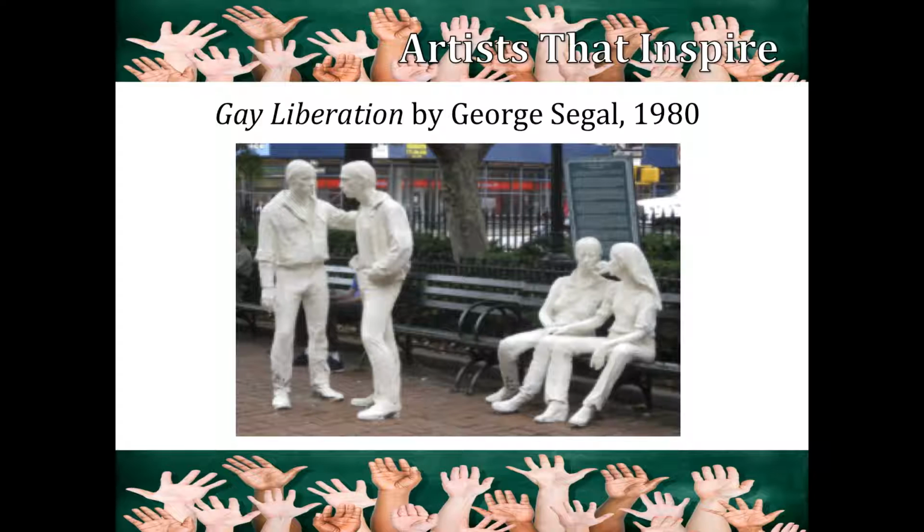Gay Liberation, a sculpture resurrected by George Siegel in 1980, can be found in Christopher Park in New York City, across the street from the Stonewall Inn. The monument commemorates events that took place at the Stonewall Inn, which is often called the birthplace of the modern gay rights movement.